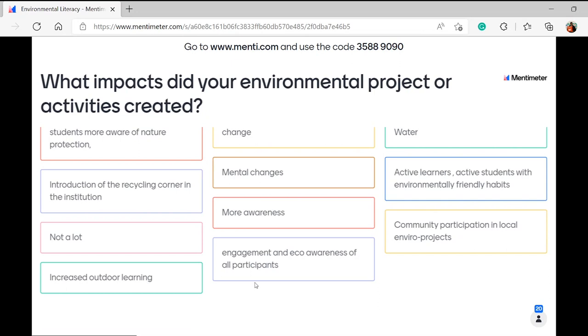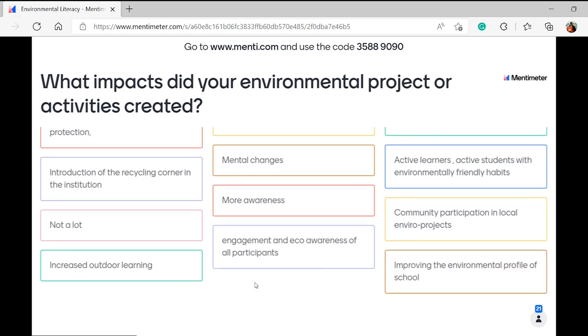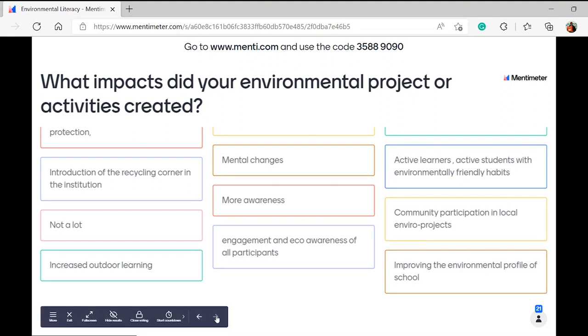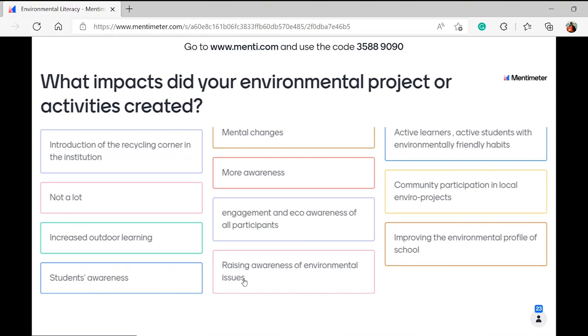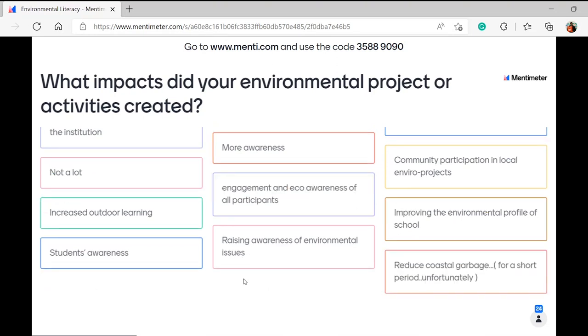What else, your environmental project or activities? Improving the environmental profile of school performance, great. Let's wait for a minute more. Can you be more specific? Student awareness, raising awareness of environmental issue, reduce coastal garbage for a short period. Unfortunately, yes, that's a challenge.